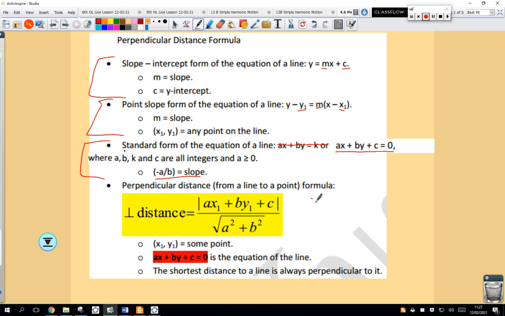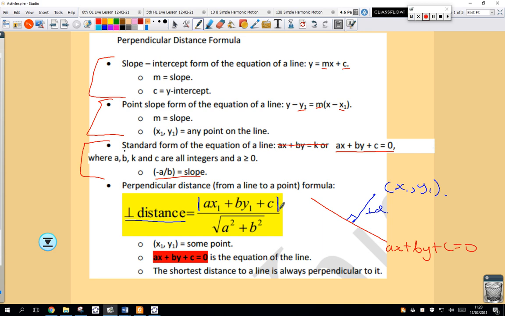So if I have some line and the equation of that line is ax plus by plus c equals 0, and I have some point, let's call it x1 comma y1, well then the shortest distance, the perpendicular distance, that distance there, that's called the perpendicular distance. Well, that perpendicular distance can be found using this. Notice the absolute value brackets here.